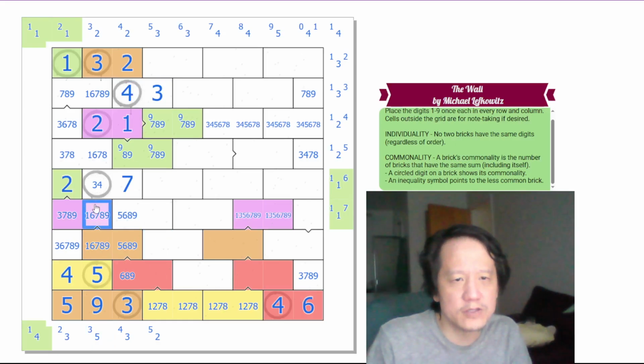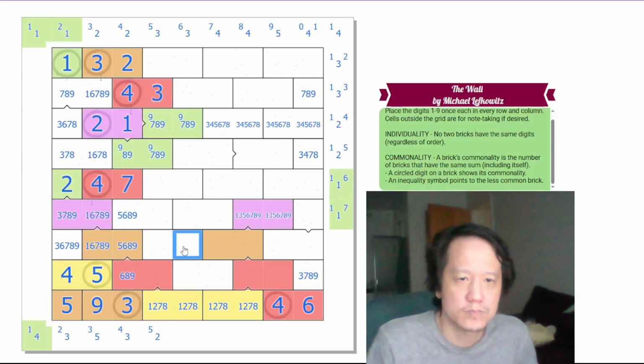And we have, this is 4 and 7. So this is commonality red. This is also red. Which ones do we still have?